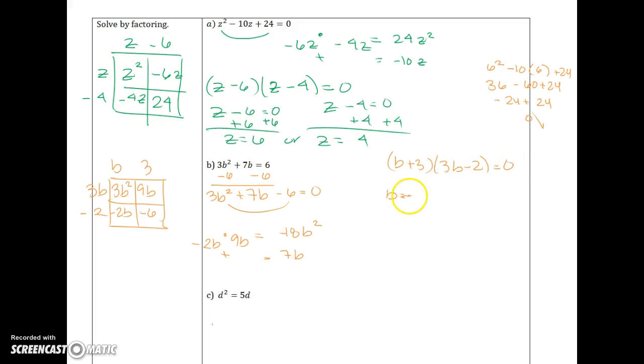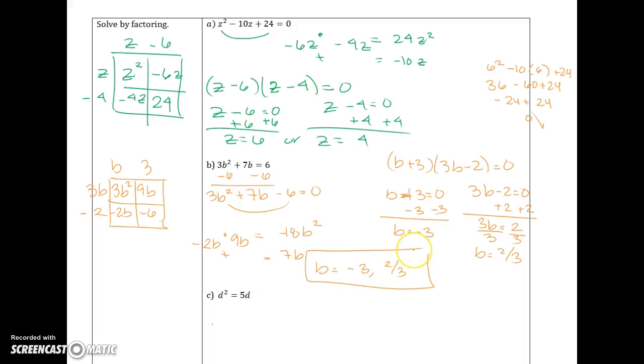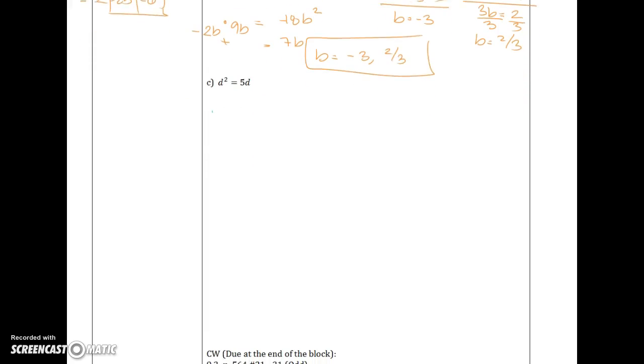Now we're going to solve. b plus 3 equals 0, and 3b minus 2 equals 0. Minus 3, minus 3. b equals negative 3. And for this one, 3b equals 2, so divide by 3. b equals 2/3. So on an answer column, I write b equals negative 3 and then 2/3. I typically write my answers in order from biggest to smallest if I combine them, but it's not required.